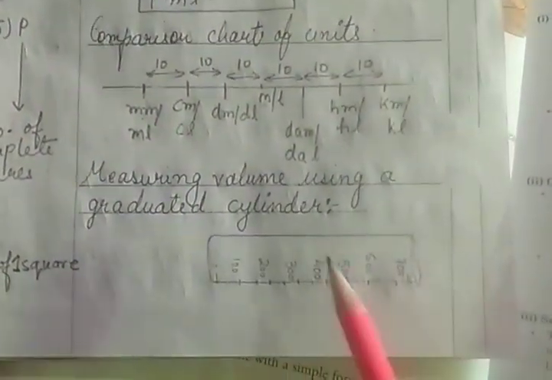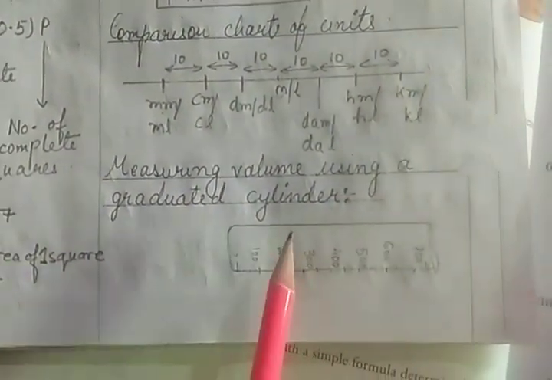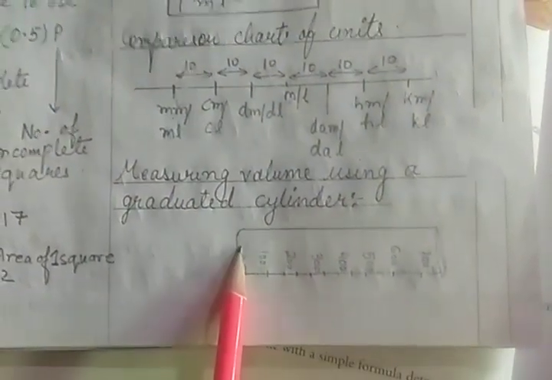To measure volume, there are different ways to measure the volume. All right. Now, this is a graduated cylinder. Look over here, the shape. It is there in your book. We will discuss different other equipments that are there to measure the volume.